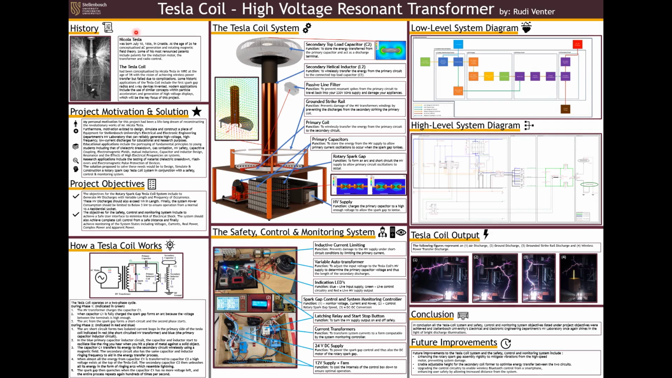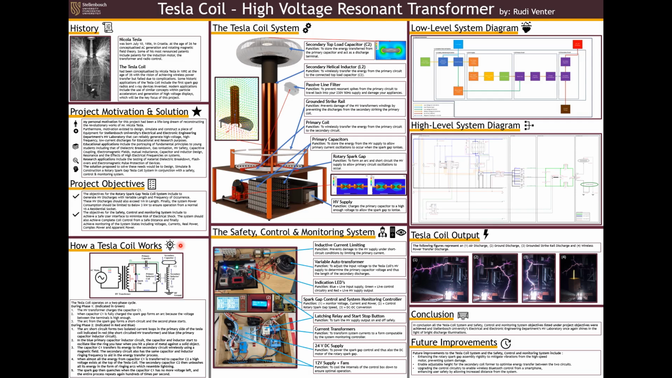First, a bit of background history on Nikola Tesla and the Tesla Coil for some perspective. The project motivation includes the main motivation of constructing a piece of equipment for Stellenbosch University's high voltage laboratory that can generate high voltage, high frequency, low current discharges. The proposed solution being the construction of the rotary spark gap Tesla coil, with some objectives for the arc length created by the Tesla coil and the power consumption. Also, objectives for the safety control and monitoring system that will be implemented.